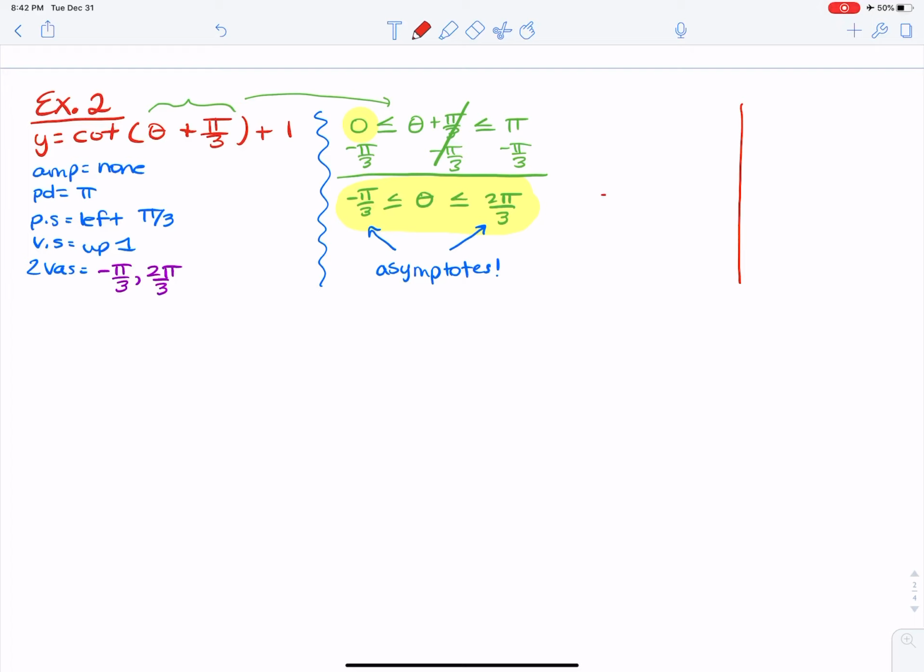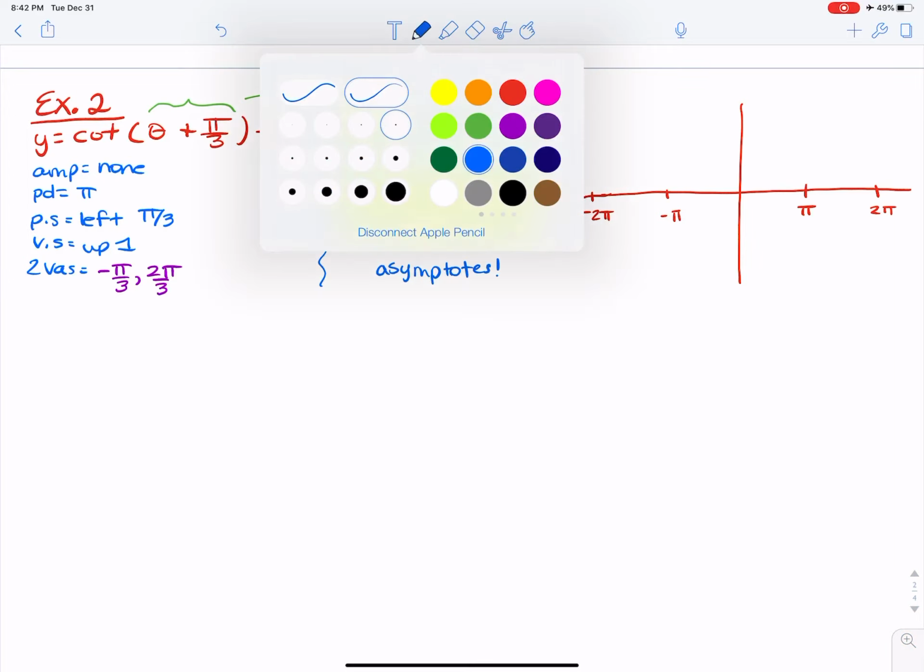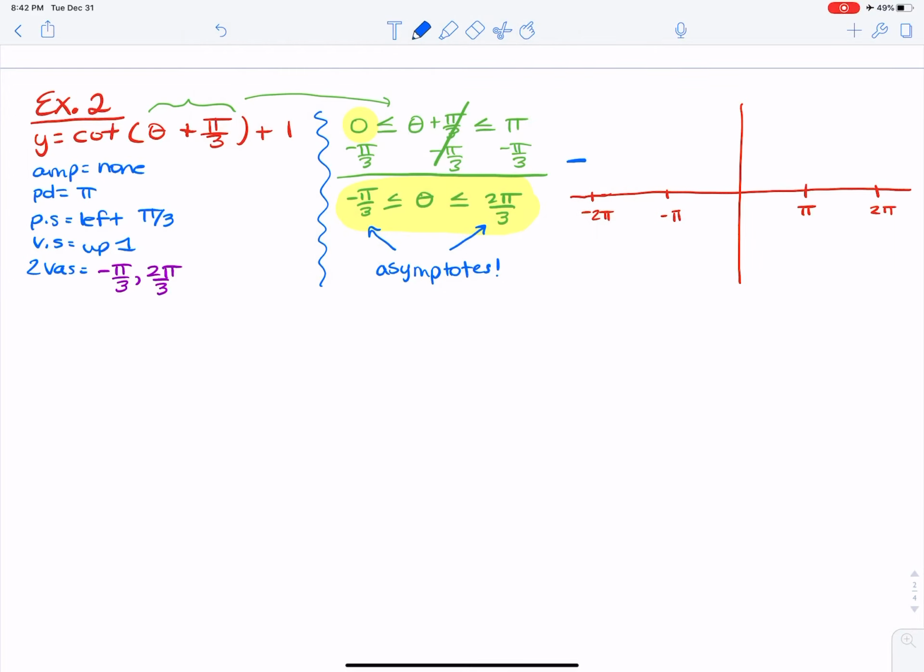So, drawing the graph. Same thing: pi, 2 pi, negative pi, negative 2 pi. We're going to have to go up 1 though, so I make sure I include that. We're going to go up 1 to our new vertical shift at 1. And we need to figure out what we're going to count by. We're counting by 3s because our asymptotes are pi over 3.